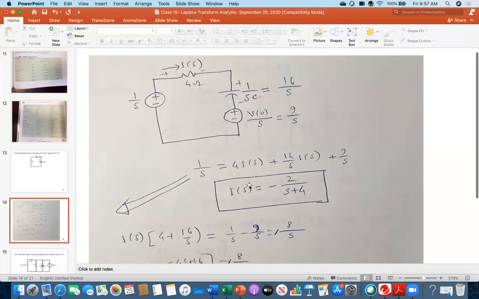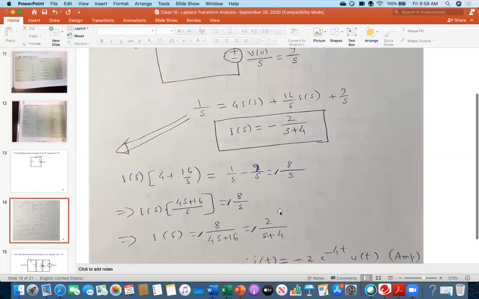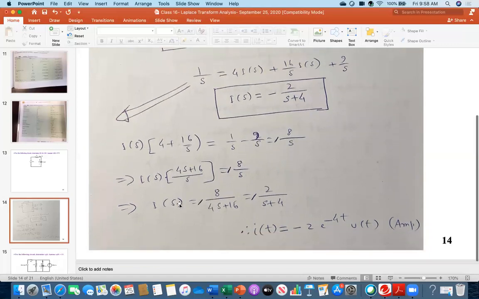Now how I got the result that I am showing you, I am simplifying. You look, I am taking Is as a common factor here: 4 plus 16 over S, and then this 1 over S. I am transferring this to the other side, minus 9 over S, so I got minus 8 over S. So from here I simplified this one, 4S plus 16 over S, equals minus 8 over S. So finally I am getting Is equals minus 8, so minus 2 over S plus 4, which I showed here.